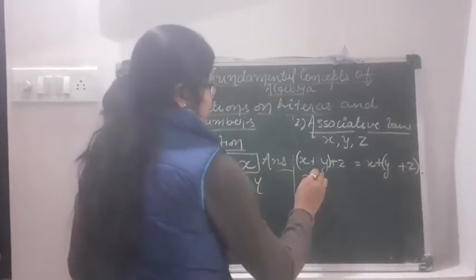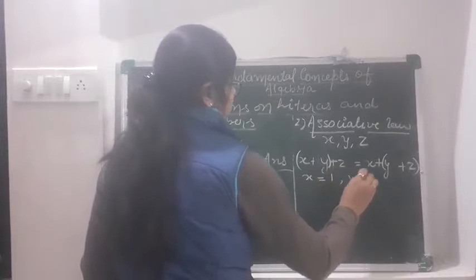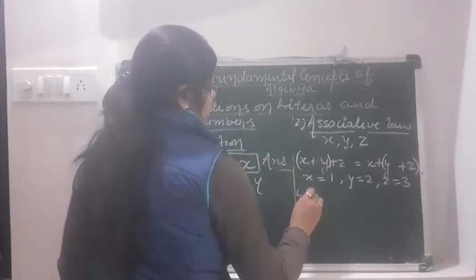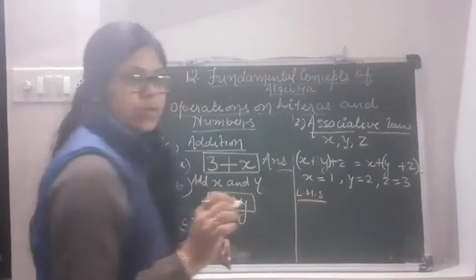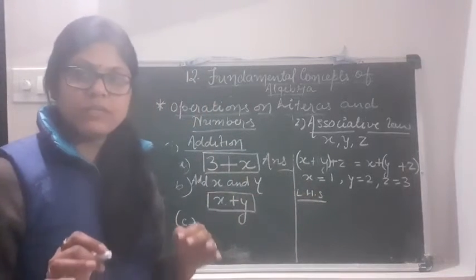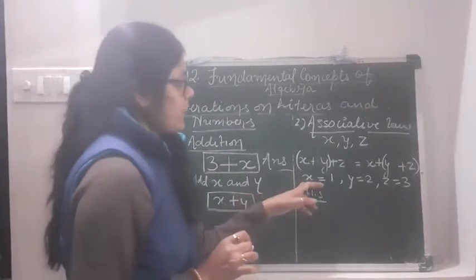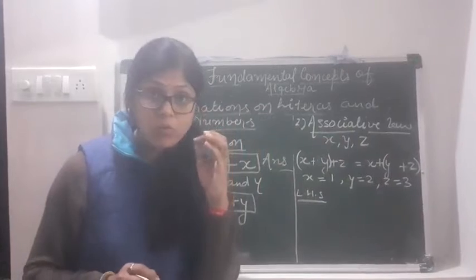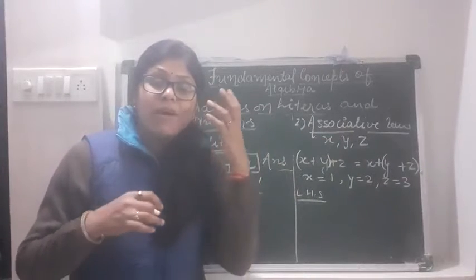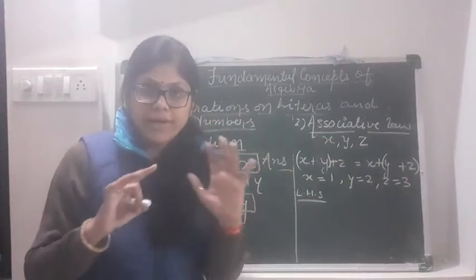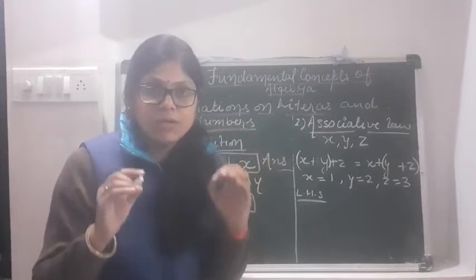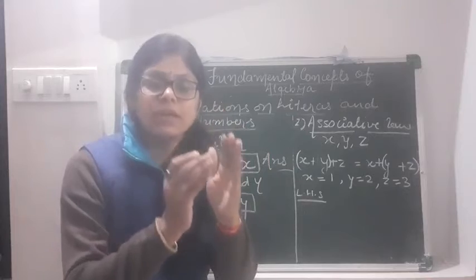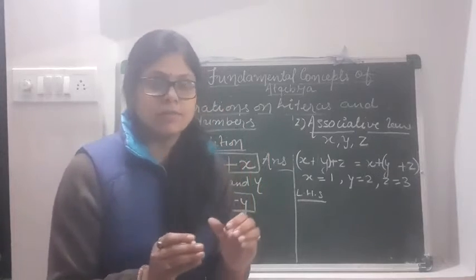So if we take x equals 1, y equals 2 and z equals 3, let us solve the left hand side. Please don't get confused. When you solve it, it will be easy for you. We put x equals 1, y equals 2, z equals 3. Because this is very new for you, you may be confused about why x, y, z. Don't get confused. Just remember this: whatever value is given for x, y, z, put it in the given equation and find the answer.